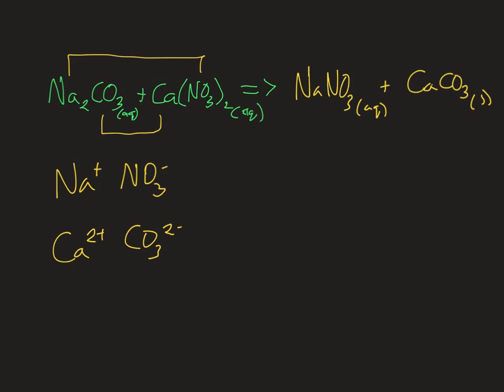This one's going to be pretty easy to balance as well. I've got 2 sodiums on this side, but only 1 on this side. So I have to put a 2 here. That fixes my sodium problem. And then I go and check nitrate. I have 2 nitrates on this side now. Over here, I also have 2. So that's good. Calcium is 1 and 1. Carbonate is 1 and 1. So everything is balanced, and we're done.